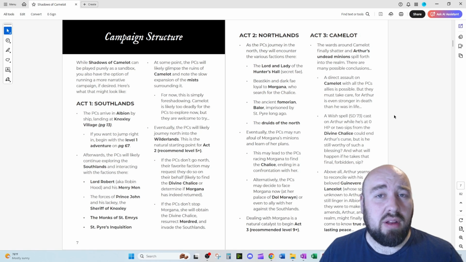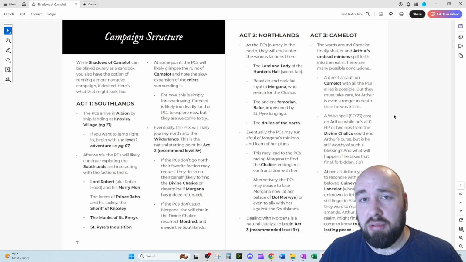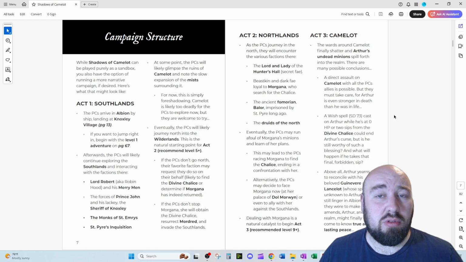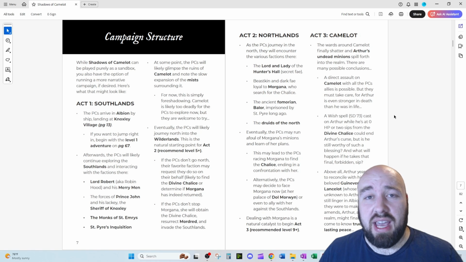Eventually, the PCs may run afoul of Morgana's minions and learn of her plans, and that may lead the PCs into a race to find the divine chalice before she does, or they may decide to confront her directly at her stronghold of Dol Morwen, either to face her in combat, or maybe even to broker an alliance against the Southlands. That's a decision that will lie entirely with you and your players.